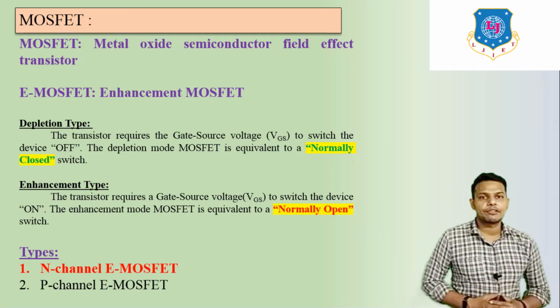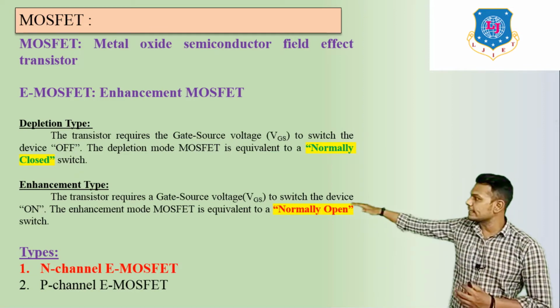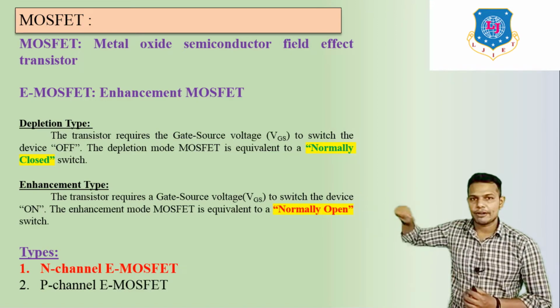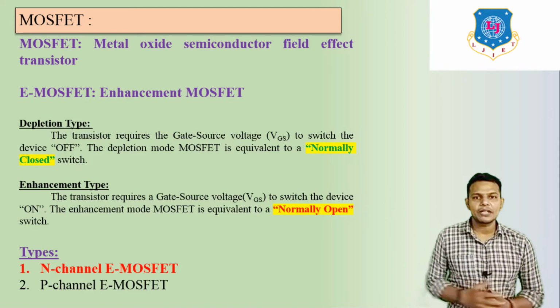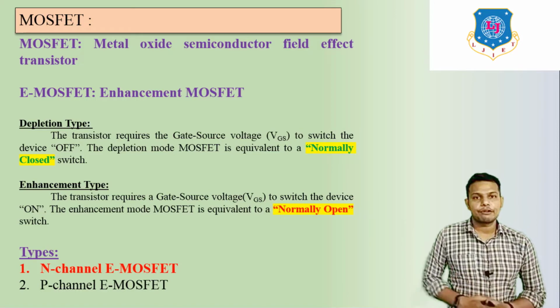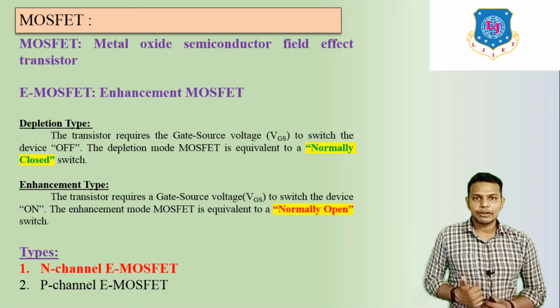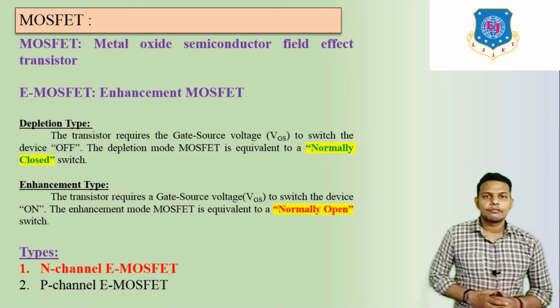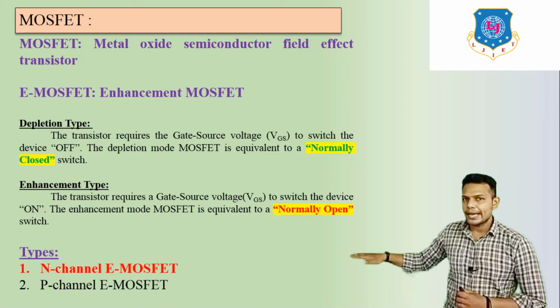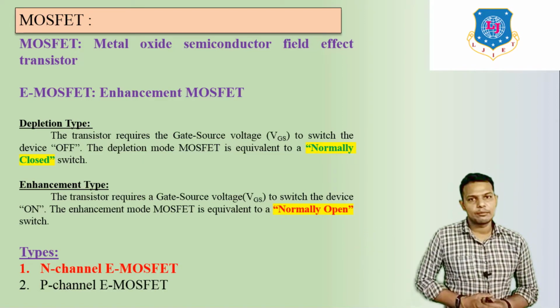So in today's lecture we are going to discuss only this enhancement type MOSFET, that means the normally open switch. It is also divided into two parts. Number one, N channel E-MOSFET, and number two, P channel E-MOSFET. Today we are going to discuss only the N channel E-MOSFET.